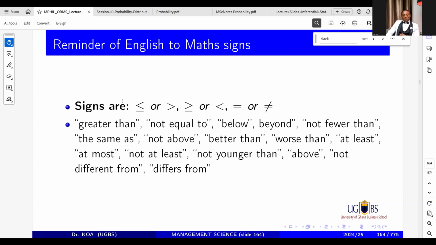So I want you to look at these symbols here. This is just a reminder of how good your English is compared to how good your maths is. We all know this symbol. What symbol is what I've written here? Less than. What is the opposite of less than? Greater than is wrong. The opposite of less than is not greater than. It is greater than or equal to.